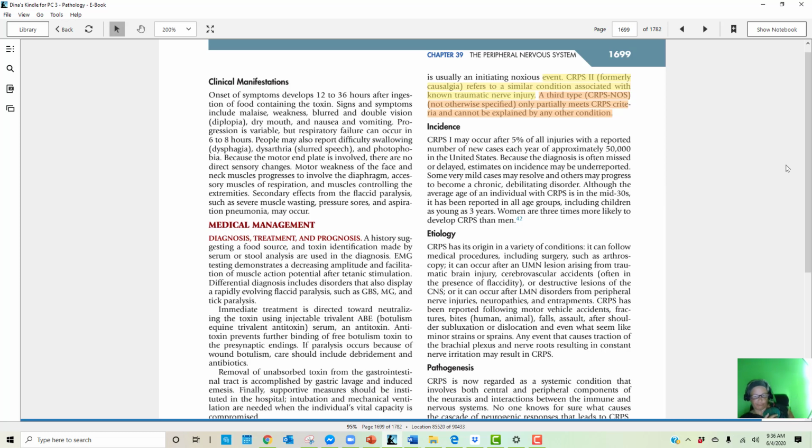It can occur after a lesion arising from traumatic brain injury, cerebrovascular accidents, often in the presence of flaccidity, or destructive lesions of the CNS, or it can occur after LMN disorders from peripheral nerve injuries, neuropathies, and entrapments.